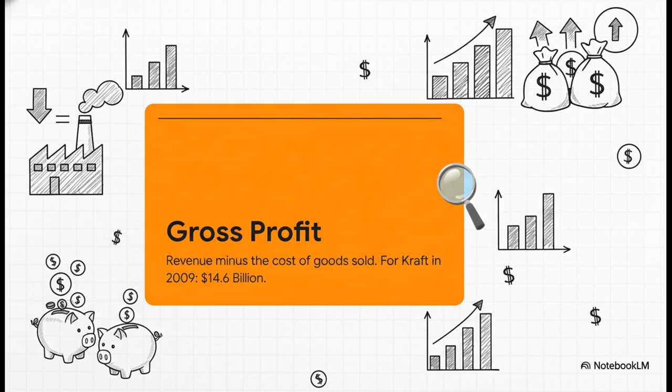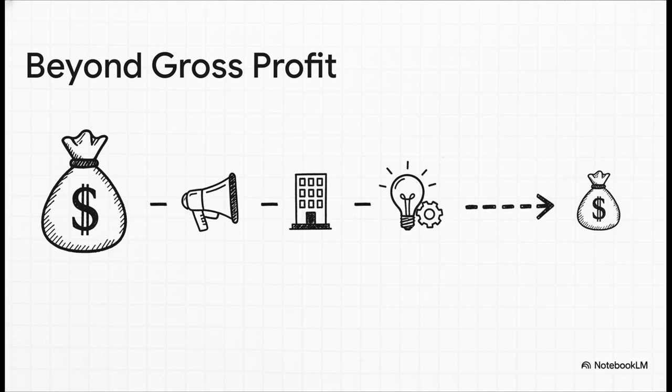You can think of it as a way to measure just how profitable a company's core products are before we even think about things like marketing or CEO salaries. But wait, we're not done subtracting yet. A company doesn't just spend money making its products, right? It also has to pay for marketing, for its headquarters staff, for research on new products, all that stuff. Once we subtract those costs from the gross profit, we get to our next milestone, operating profit. This number tells you how profitable the company's main business really is.